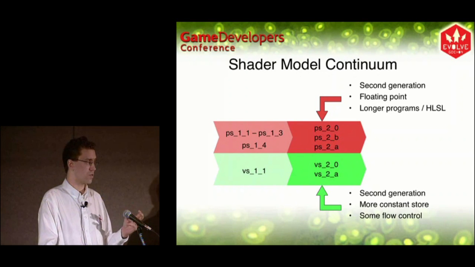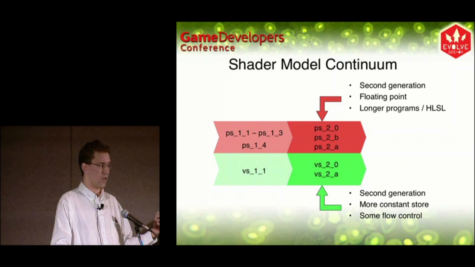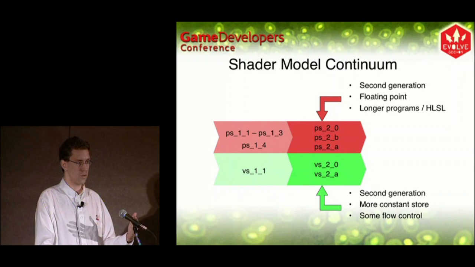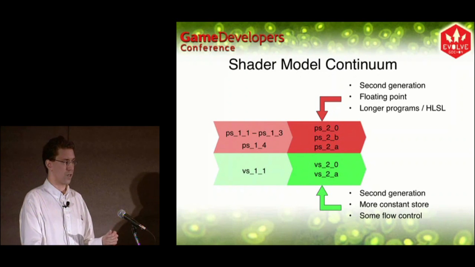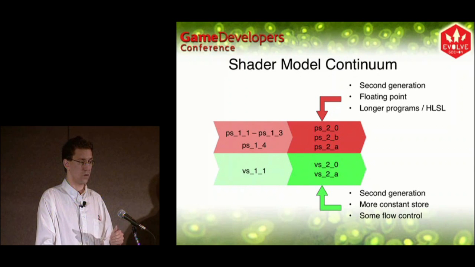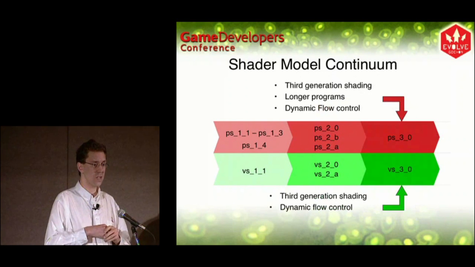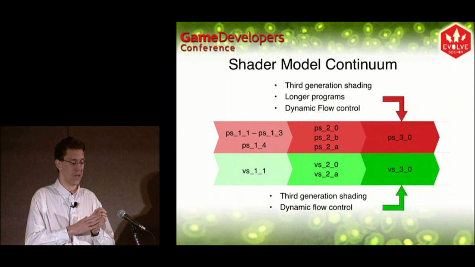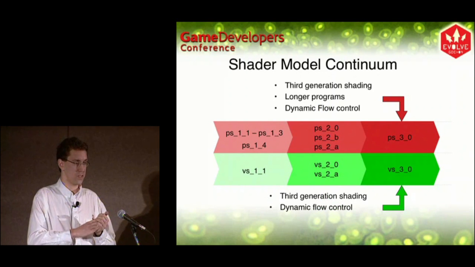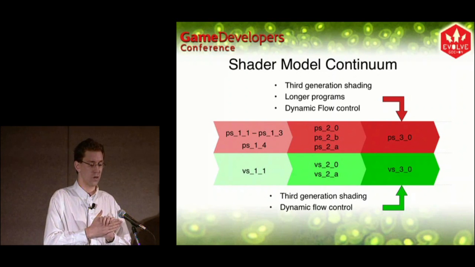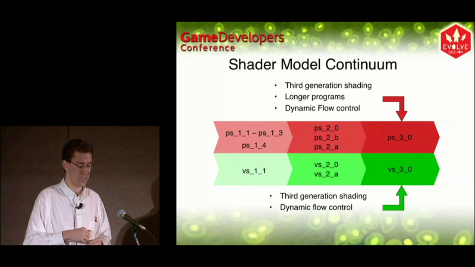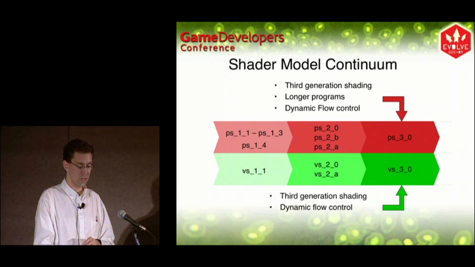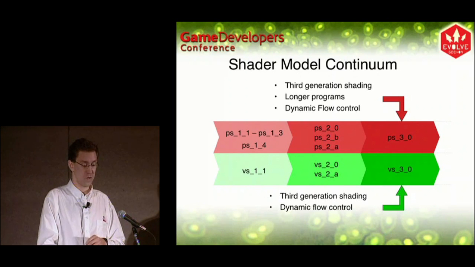And then there are two compile targets in the vertex shader realm in the 2.0 time frame, which give you more constant store, longer programs, that sort of thing, but also some flow control, which is kind of nice. Then coming online in the coming year, you'll see the third generation of shading models, the PS3.0 and VS3.0 models. These, again, give you access to longer programs. Dynamic flow control makes its way down into the pixel shader, not just the vertex shader. Just in case you're confused as to where you are currently.